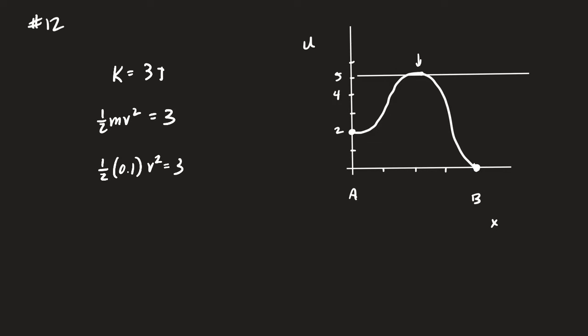Now, part B says, what minimum speed does a particle need at B to reach point A? Well, we're going to redo this, I guess. Yes? Could you go over how you got 3 again? The difference from here to here is 3 joules. Oh, okay.